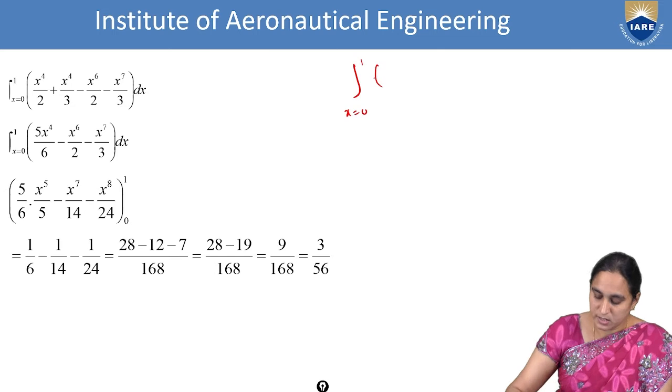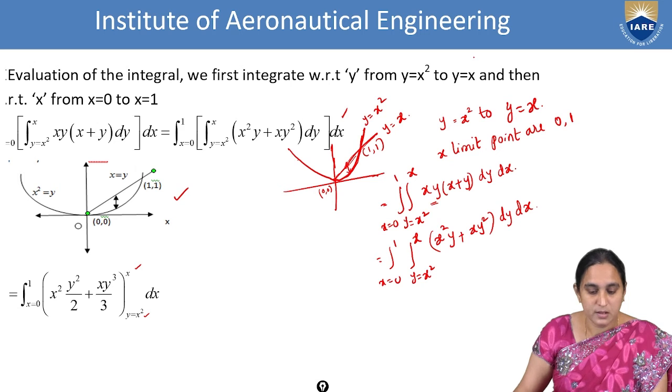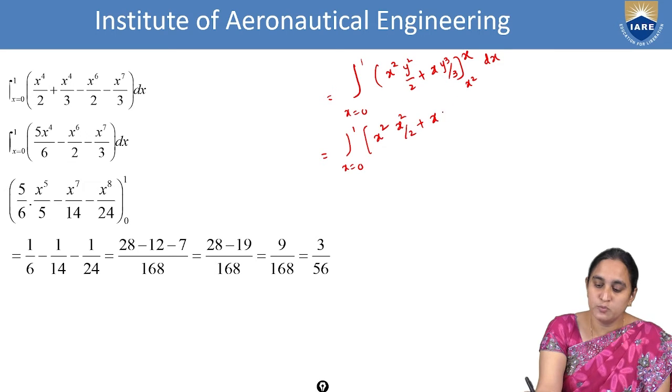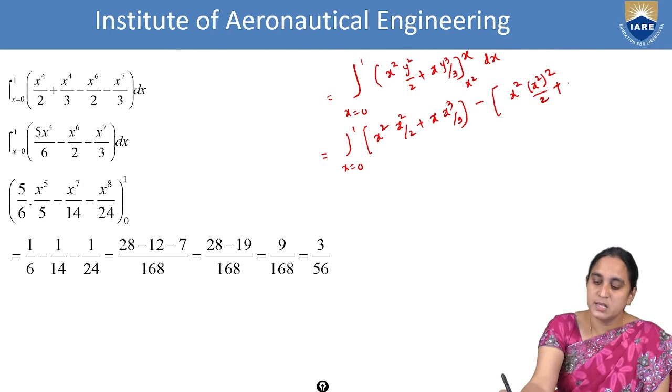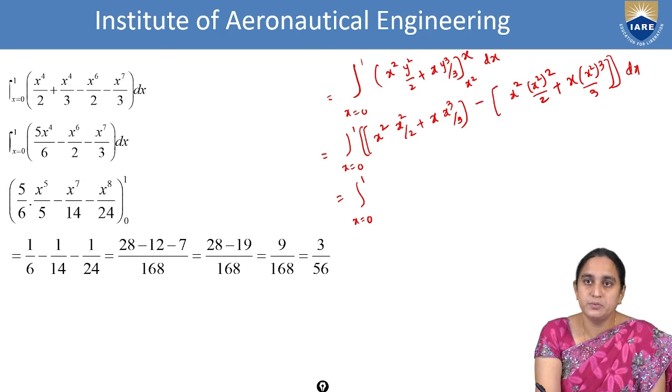I'll write that step here. With x from 0 to 1, we have x²y²/2 + x·y³/3, with limits x² to x, dx. Substituting the upper limit y = x first: x²·x²/2 + x·x³/3, minus the lower limit y = x²: x²·(x²)²/2 + x·(x²)³/3, dx, with x from 0 to 1.